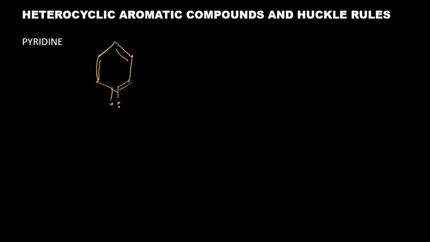Alright, so what about pyridine? Can we say pyridine is aromatic or non-aromatic? Before we do that, we need to count the number of pi electrons. Each pi bond offers two electrons, so we have six pi electrons. And is it conjugated? Emphatically yes, it is conjugated. These bonds can be alternating, so it is conjugated.